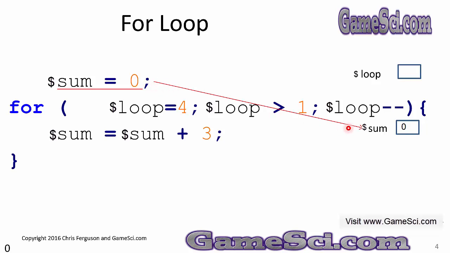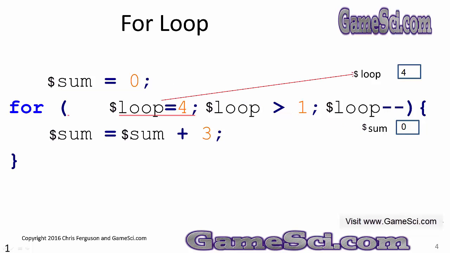This variable sum does not control the loop. This is not the iteration variable, but it's going to keep track of my total. So sum equals 0. I'll put a 0 in my variable sum. I'll then enter the for loop, and this line, int loop equals 4. Remember, this executes one time only before the loop begins spinning.